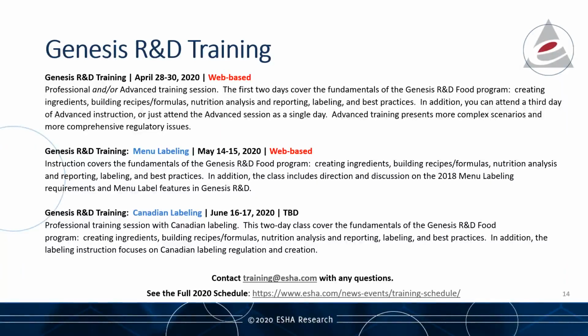We have another training in May that will focus on menu labeling, restaurant menu labeling. So again, it covers the basics of the Genesis features, but then the regulatory discussion will focus on menu labeling, and that is just a 2-day training. And then in June, we have scheduled the Canadian labeling training. So again, it begins with that discussion and overview of Genesis features, but then the regulation portion of this training will focus on Genesis labeling and all the options that you need for Canadian labeling.